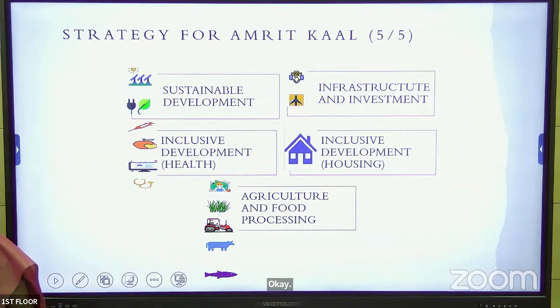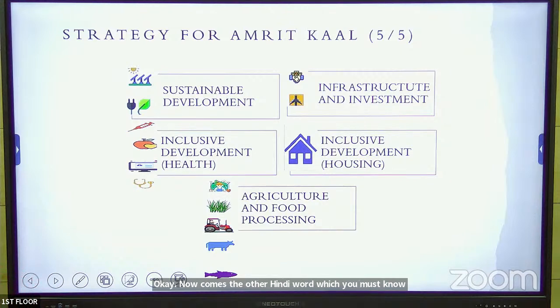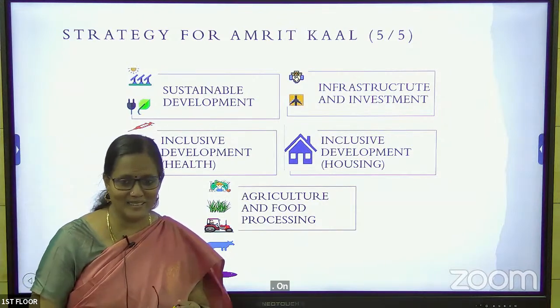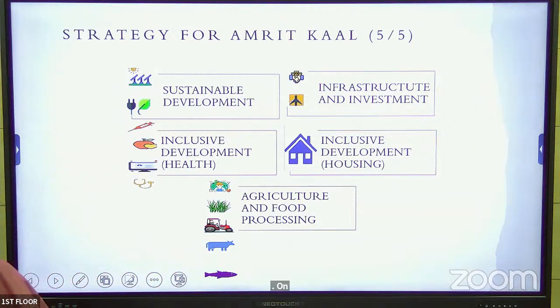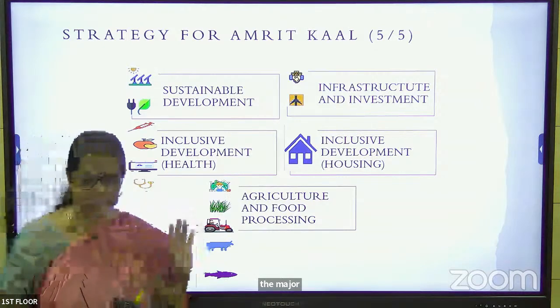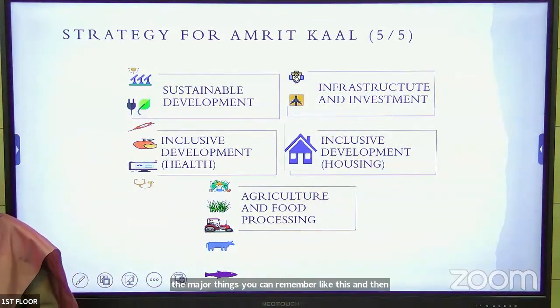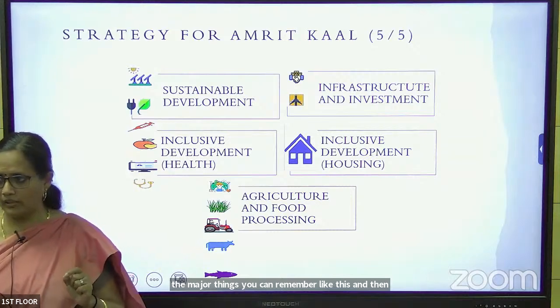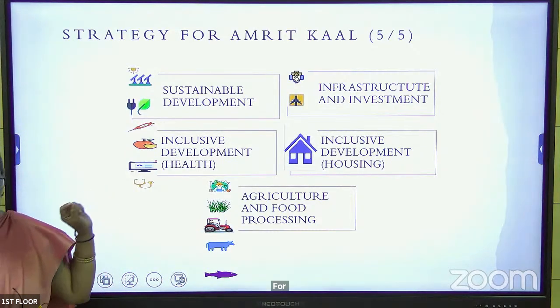Now comes the other Hindi word which you must know. Amrit Kaal. Amrit Kaal is coming for the entire India. And there are 5 strategies for the Amrit Kaal. The major things you can remember like this, and then you can write most of the schemes you know under it. For them, they are projecting some schemes under each of it.